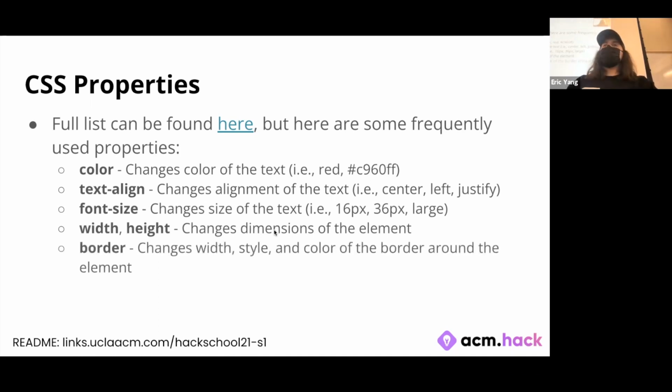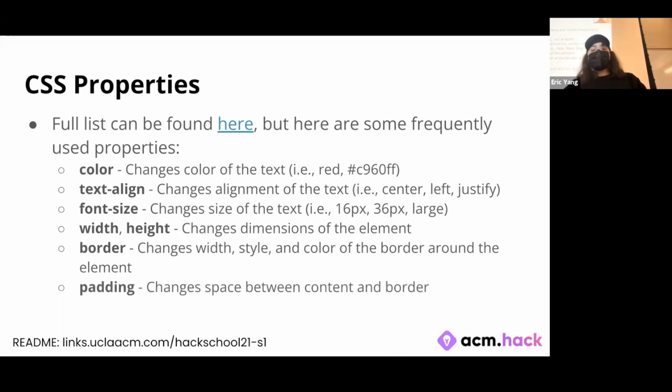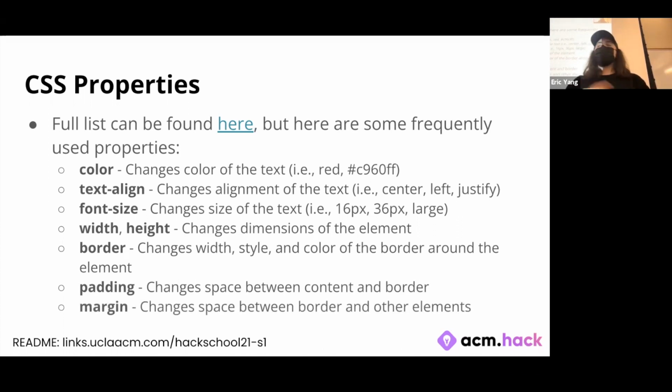Here are three more, which you might not come across when you're starting off, but they are pretty common as you go on. There's border. Each element has an invisible border, and you can change the width, style, and actually make the border visible with some color around the element using this property. Similarly, there's padding, which changes the space between the actual content and the border. And there's also margin, which changes the space between the border and other elements around it.